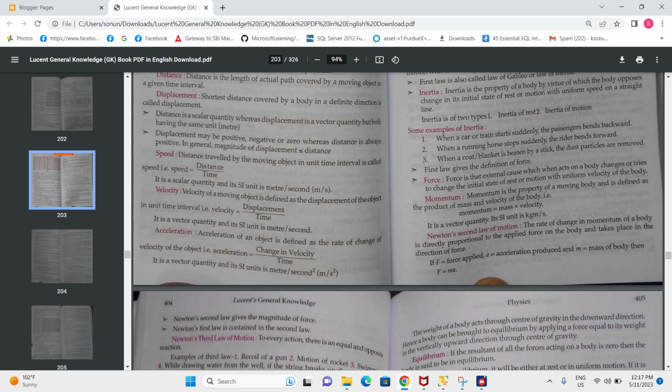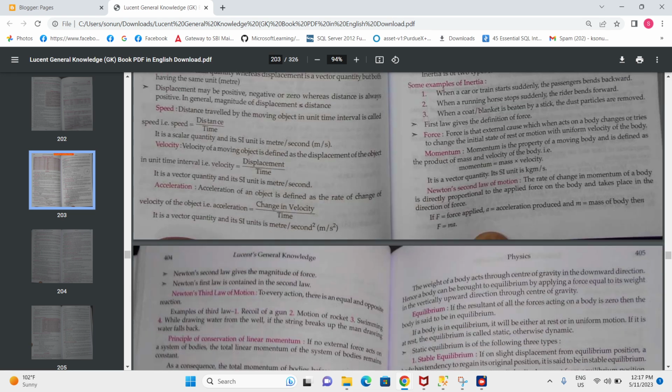Now let's see momentum. Momentum is the property of a moving body and is defined as the product of mass and velocity of the body. And the SI unit is kg meter per second. So the formula is important. In the examination a question may be asked, what is the formula of momentum? The answer will be mass into velocity.